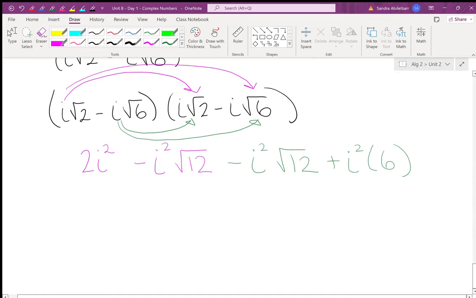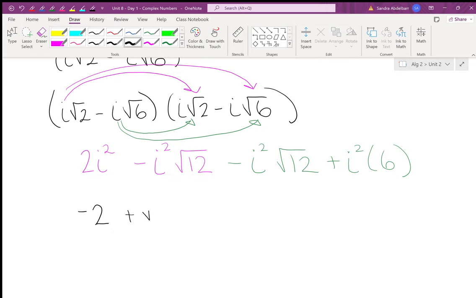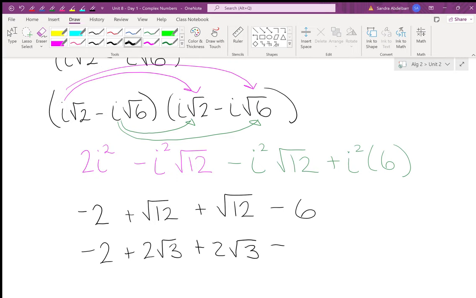All right, now we simplify. 2i squared, what is that? -2. Negative i squared, what's that? Positive root 12. Negative i squared, once again, is a positive root 12. What about i squared times 6? -6. Can I simplify the root 12s? Yes, so let's go ahead and simplify them. We're going to get 2 root 3 plus another 2 root 3, and then we have the -6.